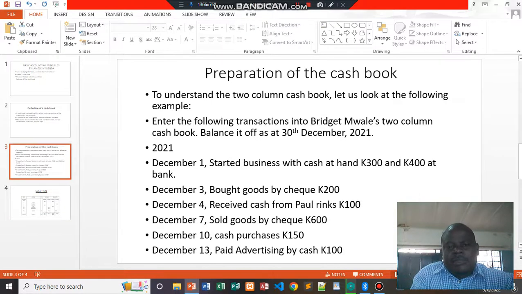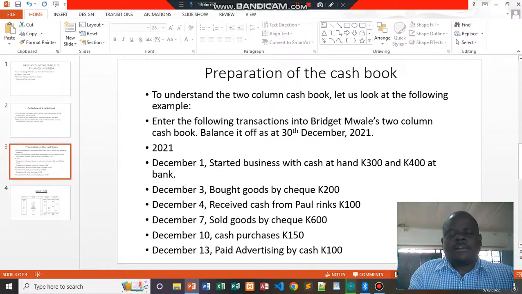Then the other transaction which took place on 7th December, we are being told that the business sold goods by check. Remember, when you're in business, you buy and also resell those goods. The goods that we buy for the purpose of reselling, they're the ones that we call purchases in the business terms. So if we sell here, it means there are two accounts again involved. There is a sales account where they have said sold goods.